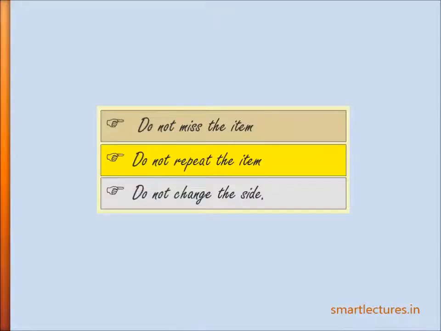Don't miss the item means you have to take each and every item of the trial balance to the final accounts. Number two, don't repeat the item. Once the item has gone to the final accounts, that cannot be repeated. Don't change the side. Means debit item of the trial balance will go to the debit side of final accounts, and credit item of the trial balance will go to the credit side of final accounts.